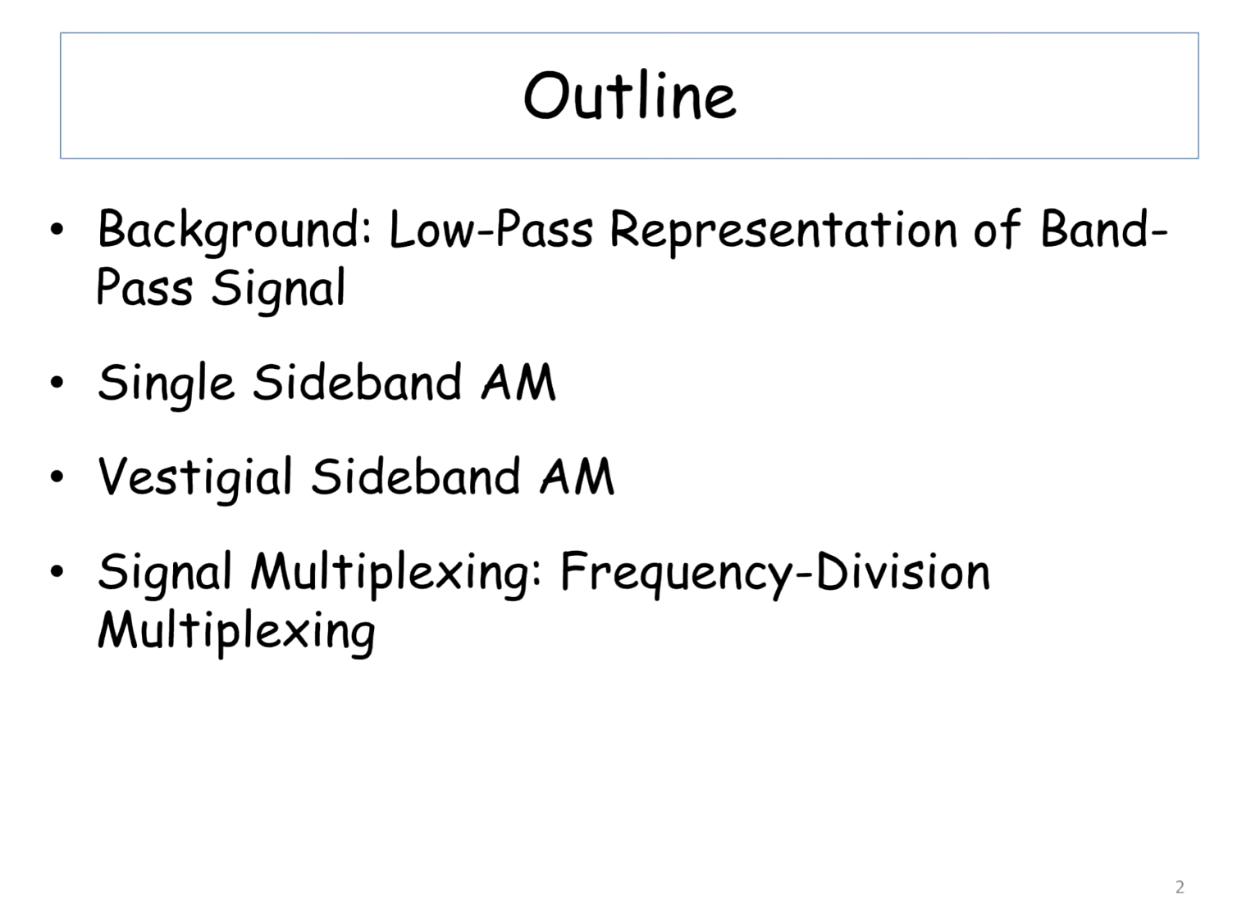As a background, which will be useful for our analysis, low-pass representation of a bandpass signal is first given. Then the last two amplitude modulation methods, namely single sideband and vestigial sideband AM, are discussed. Finally, the concept of signal multiplexing, in particular frequency division multiplexing, will be briefly presented.